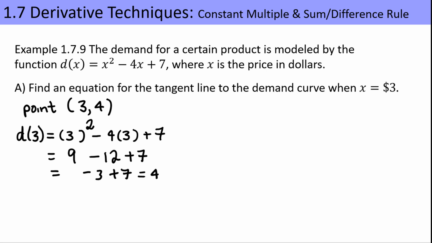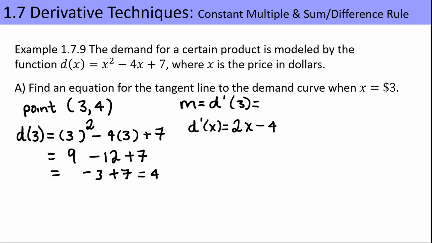Now we need to get the slope. And the slope for the tangent line is the derivative evaluated at that point. That is, we need to find the derivative of the demand function and evaluate it at 3. We first find the derivative. d prime of x is equal to, the power of 2 for the x squared becomes the coefficient, so we have 2x. 2 minus 1 for the power just makes it 1. And then minus the derivative of 4 times x, which would be minus 4. The derivative of x is just 1, so we don't need to write that. And the derivative of 7 is a constant, is 0.